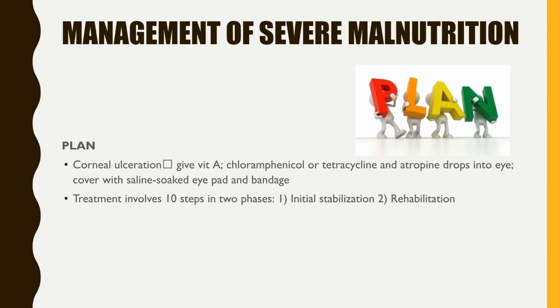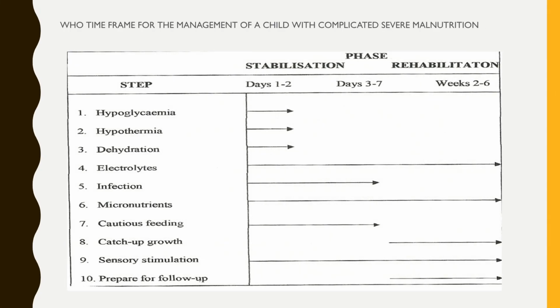The overall treatment is a 10-step plan divided into 2 phases: initial stabilization and rehabilitation. The WHO timeframe for complicated severe malnutrition shows the 10 steps. Stabilization, occurring in the first week, focuses on critical immediate issues. Rehabilitation, starting in week 2, concentrates on growth and follow-up preparation.